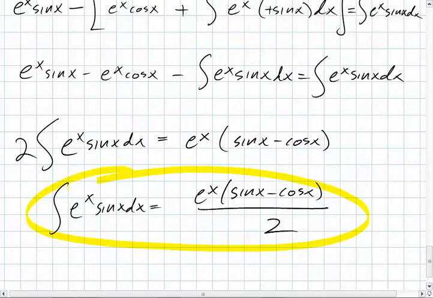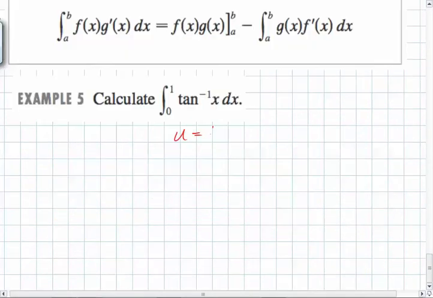You're going to be the guide here. So what's u going to be? Tan inverse. Okay. And what's dv going to be? dx. So v is equal to x, and du is equal to 1 over 1 plus x squared dx. So what is this therefore going to equal?